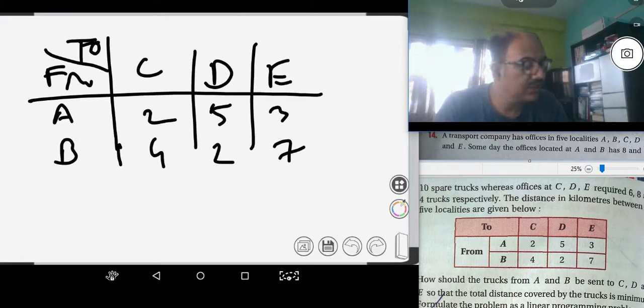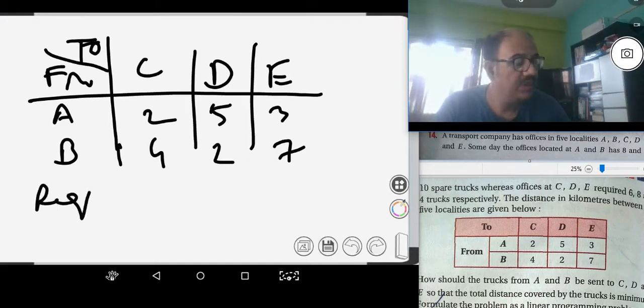So these are the distances from A to C. A to C distance is 2 kilometers. B to C distance is 4 kilometers, and similarly A to D distance is 5 kilometers. B to D distance is 2 kilometers. A to E distance is 3 kilometers. Sorry, B to E distance is 7 kilometers.